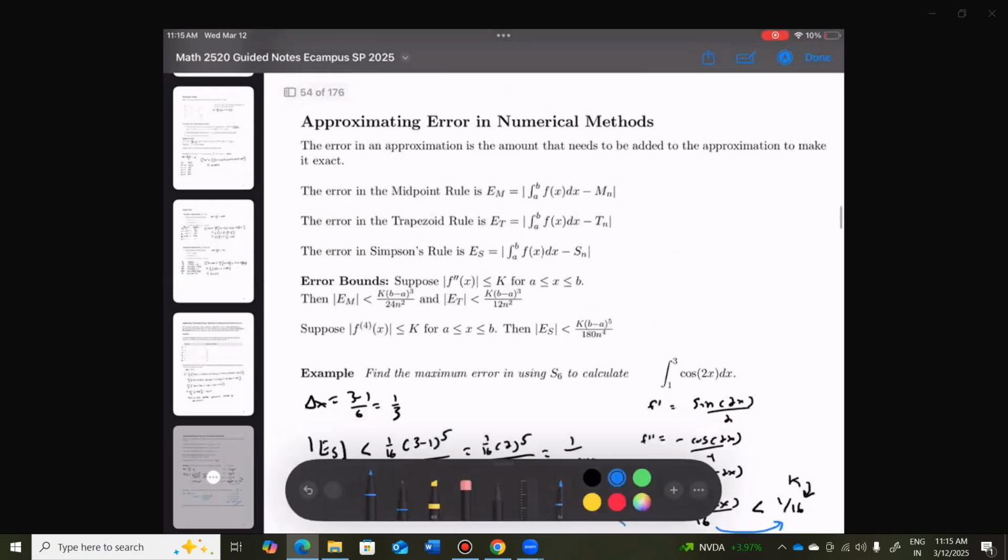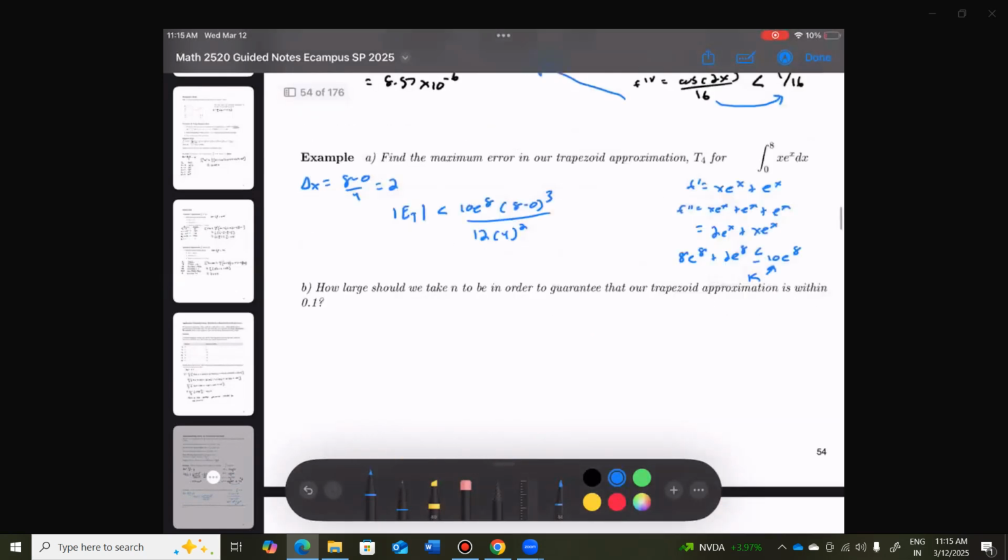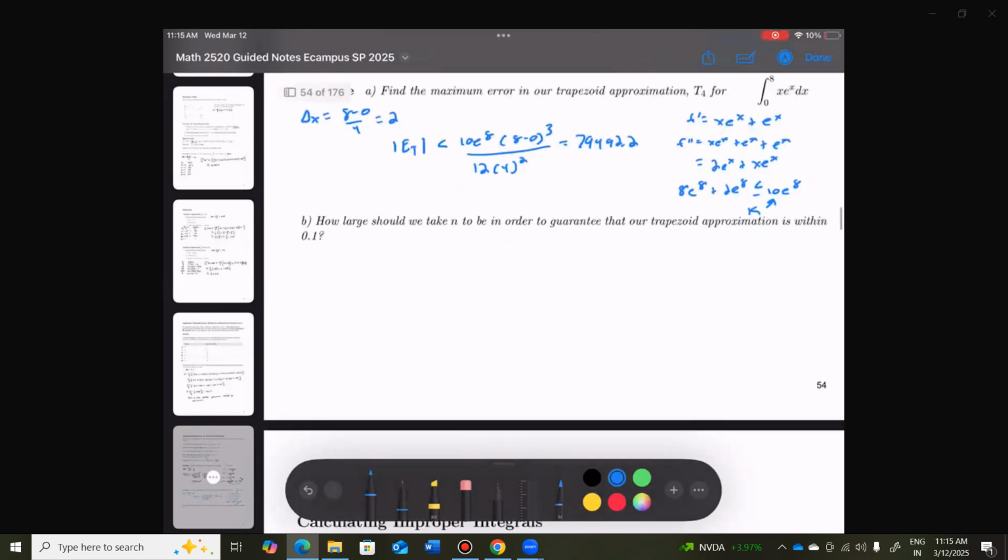Remember, we're using trapezoid, so that's why that's squared and the top one's cubed. And so this is 79,492.2. Pretty large error, max error.